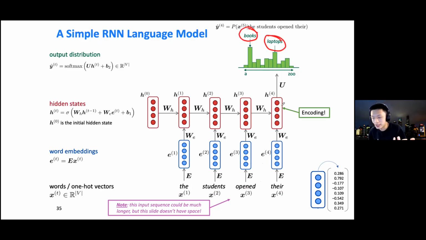Does anyone want to suggest any other words that might be reasonable continuations of this set of words? Yeah, backpacks, right? Or maybe lunch boxes. That makes sense too, because these are students. Maybe they opened their wallets because they were about to pay for something. I don't know. But let's say that we have a language model and we're trying to figure out what the next word is.